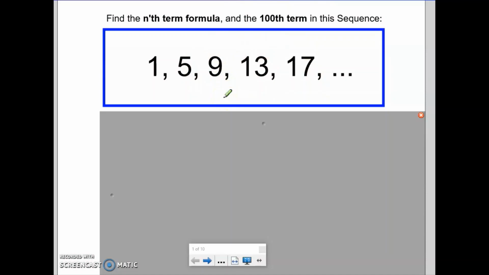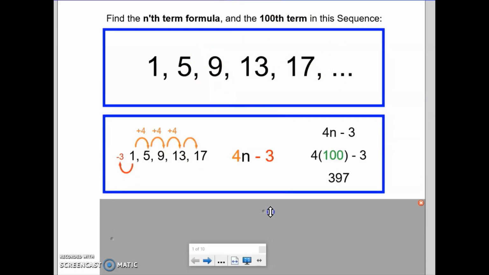Let's have a go at finding the nth term formula and also the 100th term, the 100th number that would appear in this linear sequence. This is what my working out would look like. To start with, let's have a look at this side of the screen. You can see I've got my sequence here.